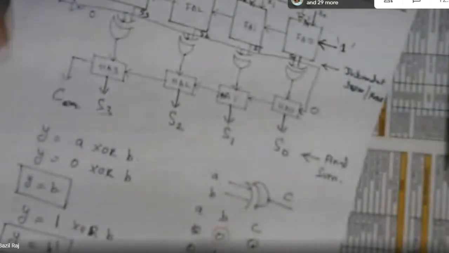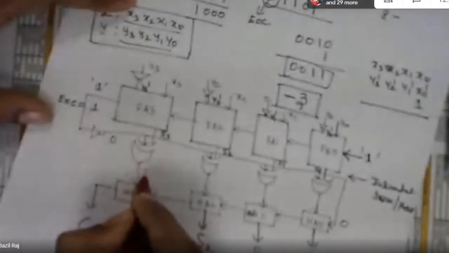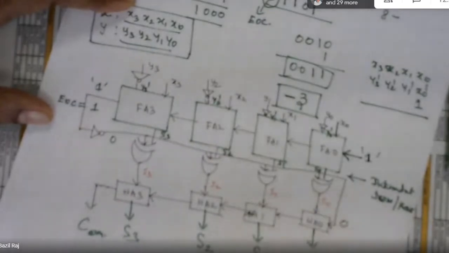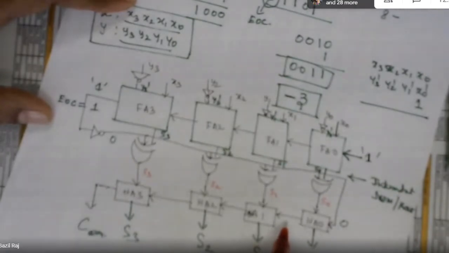So the idea is, if A is 0, then Y is equal to B. If A is 1, then Y is equal to B dash. Correct? Now you come back here. In this case, if this input is 0, therefore S3 will come out here, S2 will come out, S1 will come out, S0 will come out. Now the half adder will add this 0 with S0, and the carry will definitely be 0, because we are adding S0 with 0 only. Then this also will be 0. So S1, S2, S3 will come out.